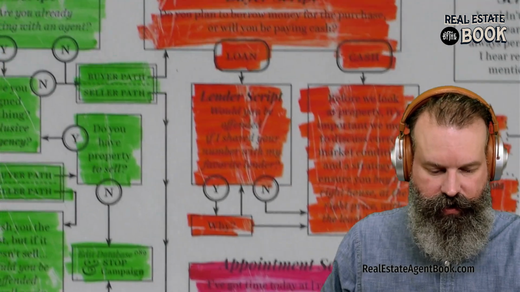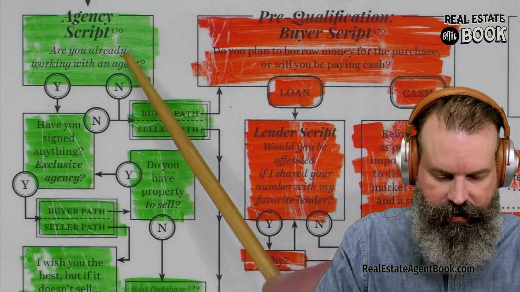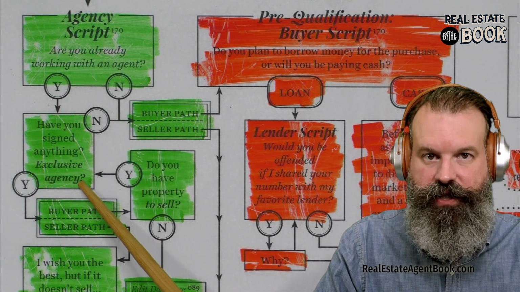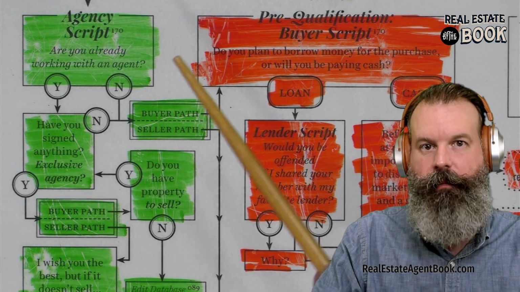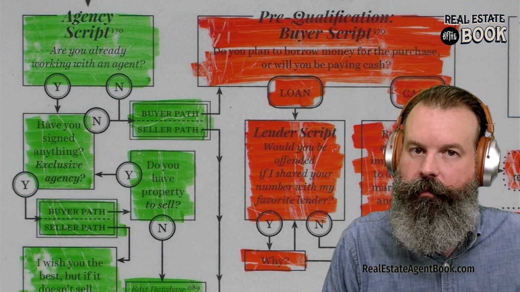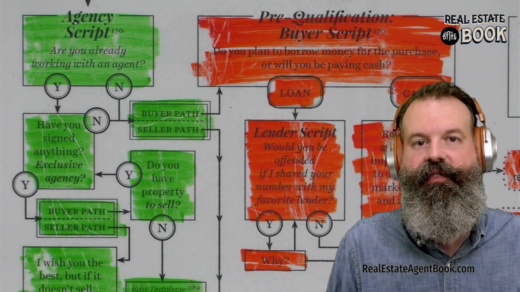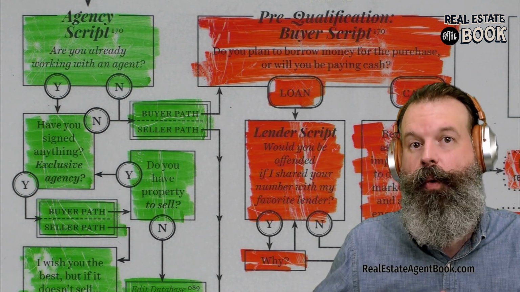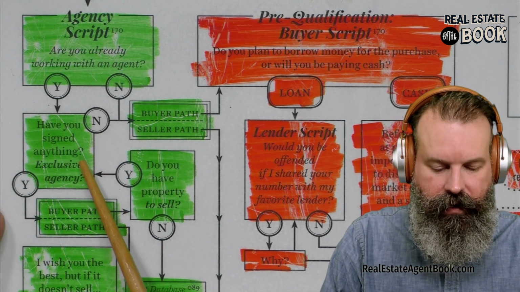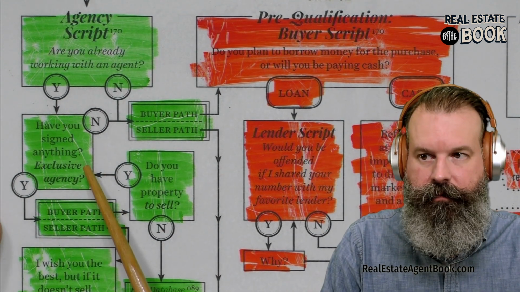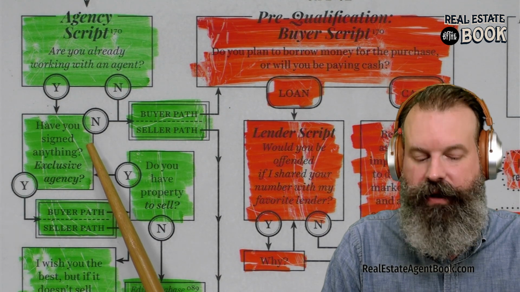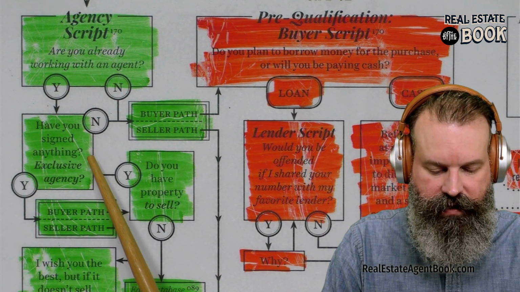You'll also see on the script mat here, that script is when they say, are you already working with an agent? Have you signed anything? Do you have exclusive agency? This is important now because we are required, and we've always been required, by the way, to have something in writing before we show a buyer property, before we give them agency, before we discuss all those details. This is going to become even more important now because, even though you were required before, it was not really customary practice amongst agents in this industry.